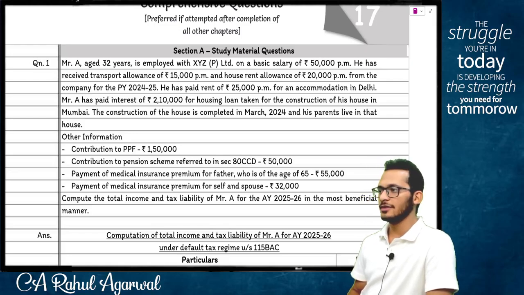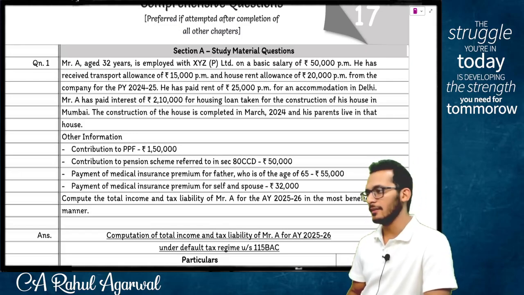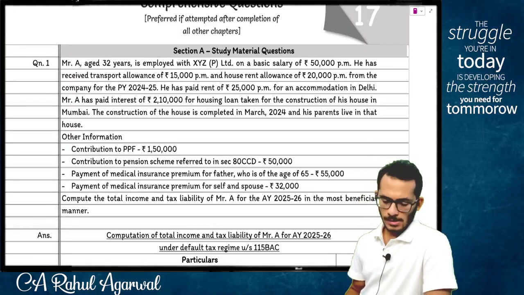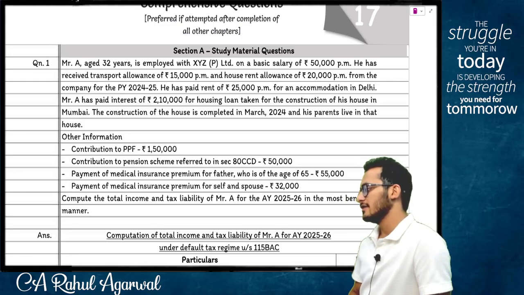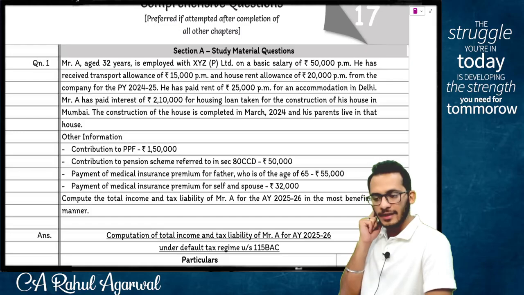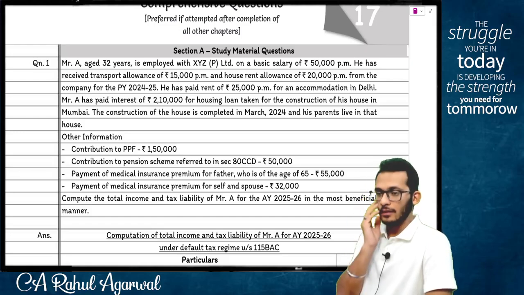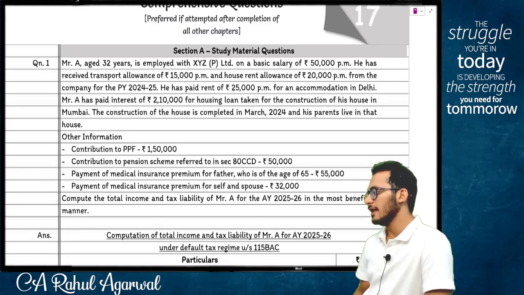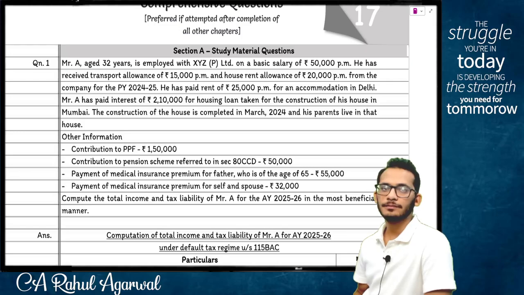People, there is internal computation for 80D, so we need to do that. First column becomes 50,000. Point number 2: self and spouse, comma, restricted to. First column number becomes 25,000. Total the number, bring it to second column. It is 75,000.